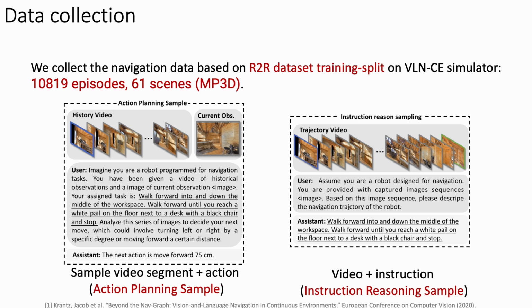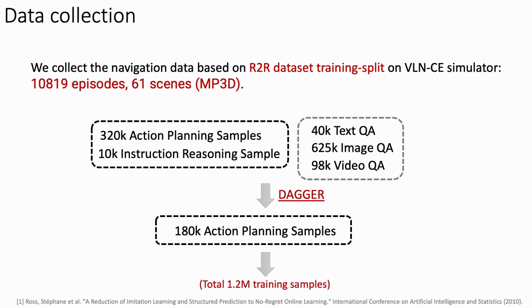Given an instruction, we collected the image sequences from the corresponding navigation trajectory and identified the next action. Instruction inference data: given the images from a trajectory, we identified the corresponding instruction. We hope this data will help large models learn to align videos with instructions. We collected a total of 320,000 action planning samples and 10,000 instruction reasoning samples.